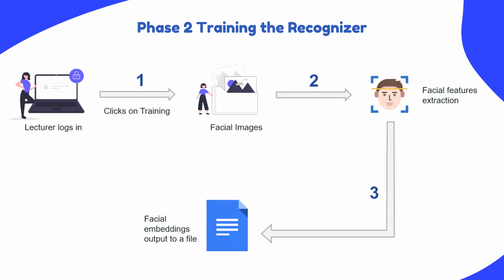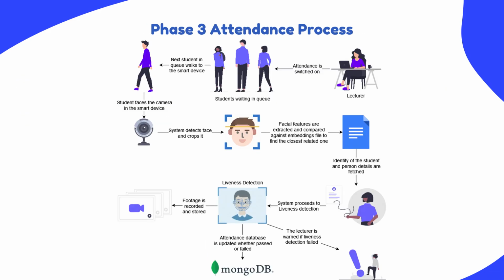Let's see the phases during an exam. The first phase is the attendance phase. The lecturer switches it on. Students in a queue should each walk up to the camera in the smart device one at a time. Facial features are extracted from the captured face image and compared to every template in the training file. After the identity of the student is established, liveness detection is performed. If it fails, the lecturer is warned, then the result is stored in the database. The footage is also recorded and stored.